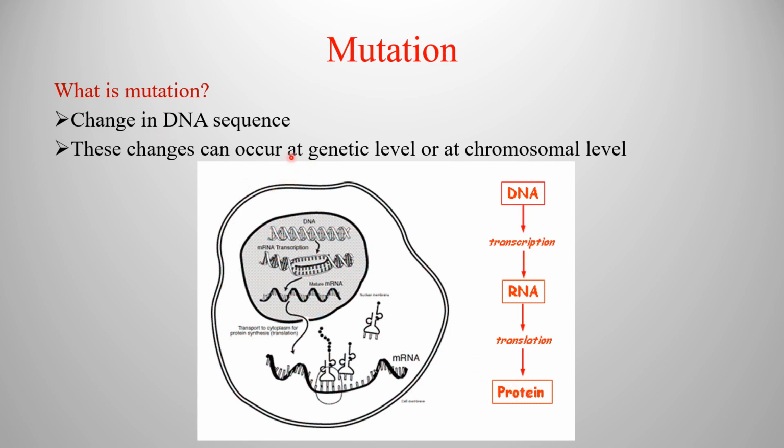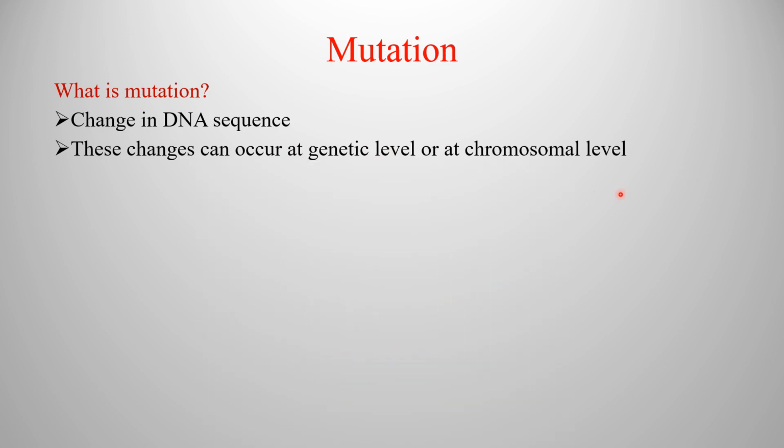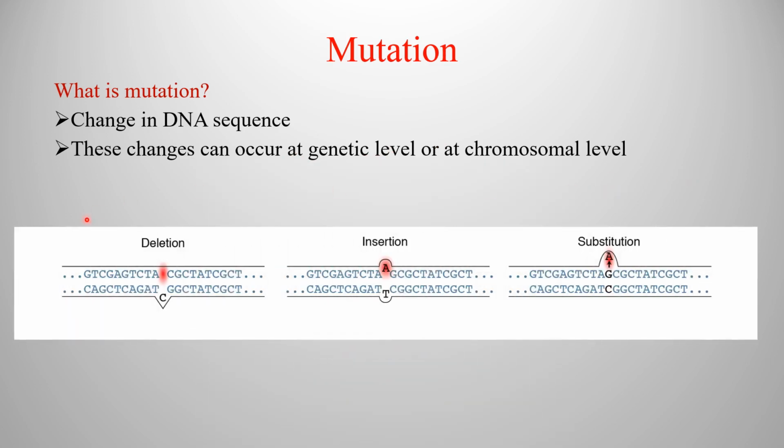Changes in DNA can either occur at genetic level or at chromosomal level. At genetic level, only single base pair is affected, like either it is deleted or inserted, or a wrong nucleotide is substituted in a base pair. There are different subtypes of this kind of mutations. I am not discussing each of them here. For more details, check on the link in the description.